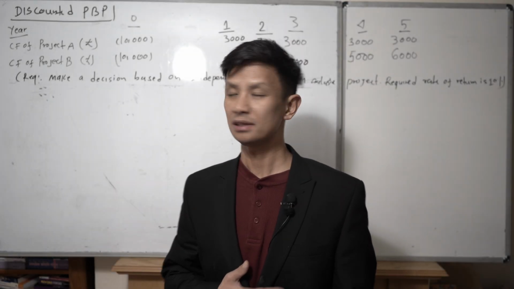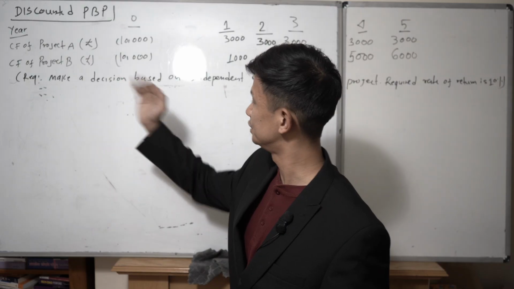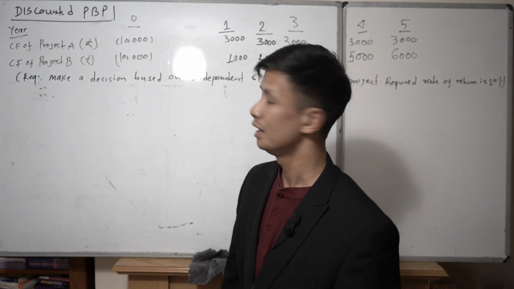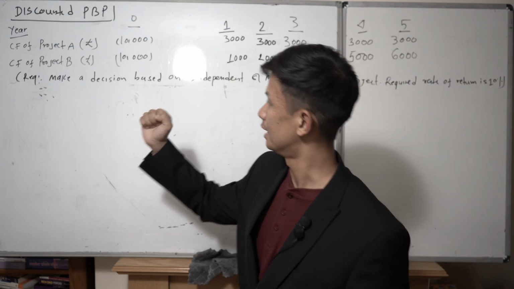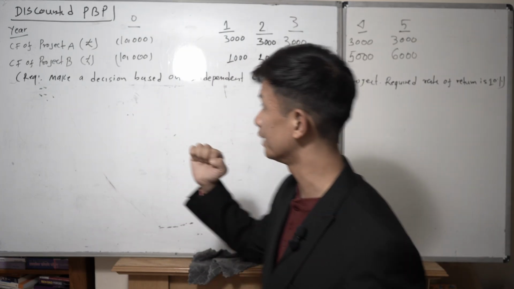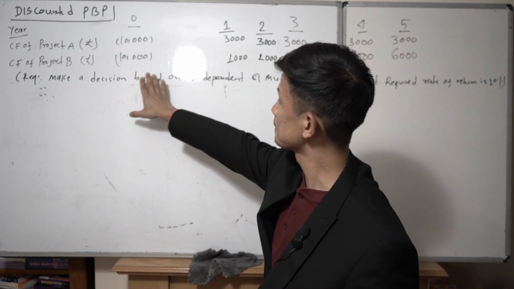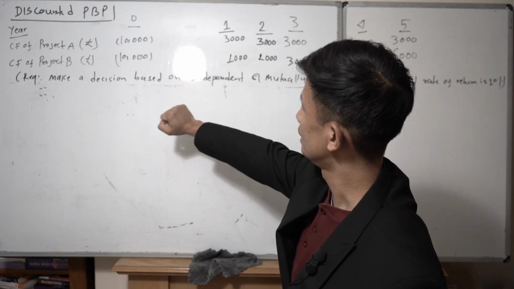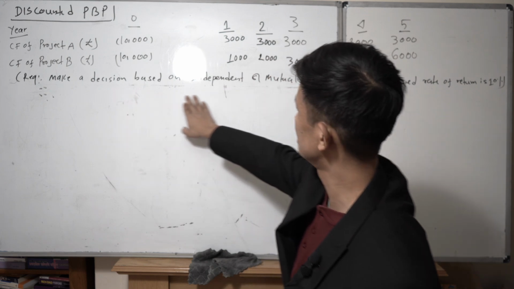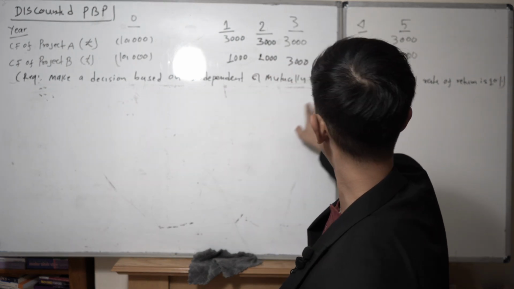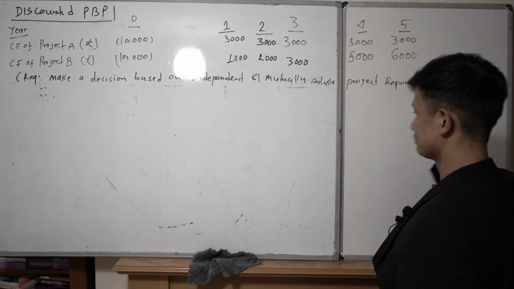Hello students, now let's have a look at another method which is called the discounted payback period. Previously we have done only the payback period, but this time we are doing it with the discounting rate. The question is the same as there, only in project B the cash flow is different. The information given says to make a decision based on independent and mutually exclusive projects, and the required rate of return is 10%.